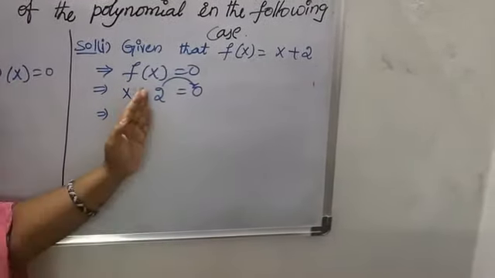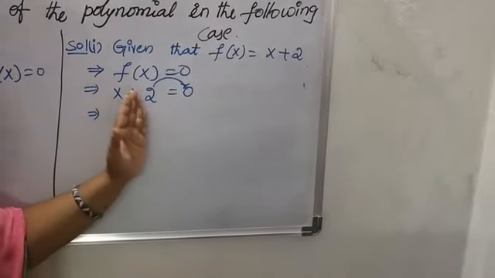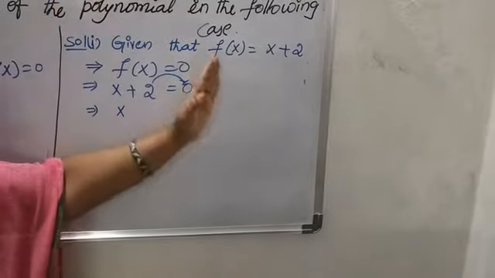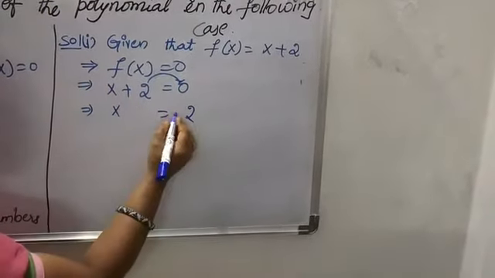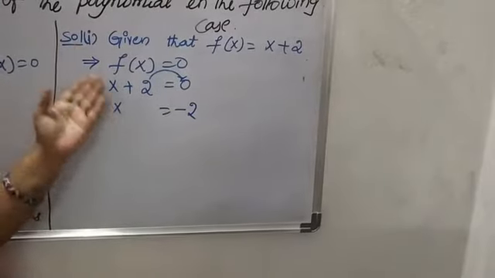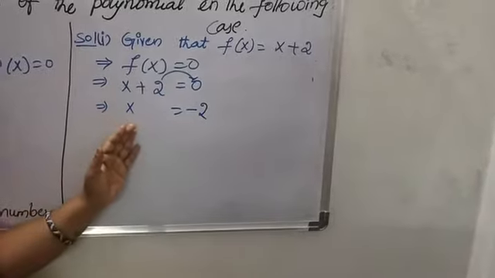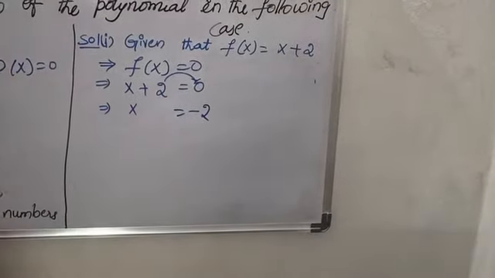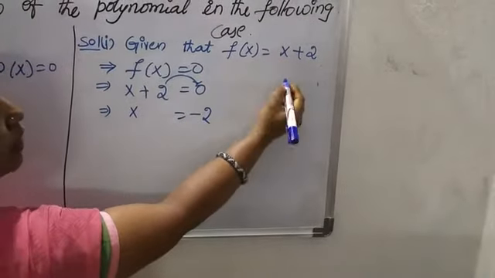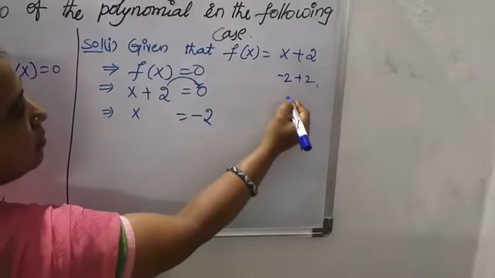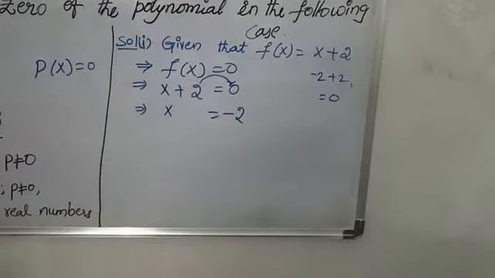You know LHS is left hand side, RHS is right hand side. Transpose this left hand side value 2 to the right hand side. Plus 2 becomes minus 2. Okay children, plus becomes minus on the other side, minus becomes plus on the other side. So x is equal to minus 2. If we substitute minus 2 here, minus 2 plus 2 is equal to 0. So that's why minus 2 is called the 0 of the polynomial.